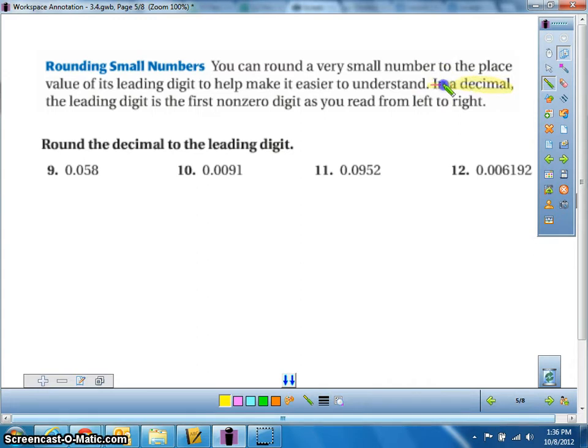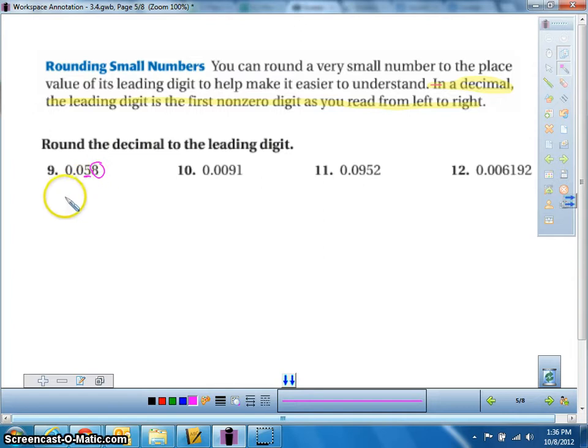In a decimal, the leading digit is its first non-zero digit when you read from left to right. So, in other words, if we're rounding to the leading digit, we're going to find that leading digit here. I'm starting on the left and I'm reading to the right. The first non-zero number that I come across is a 5. That's my given place value. So when I round this, my 8 tells me I'm going to round up, and I end up with 0.06.